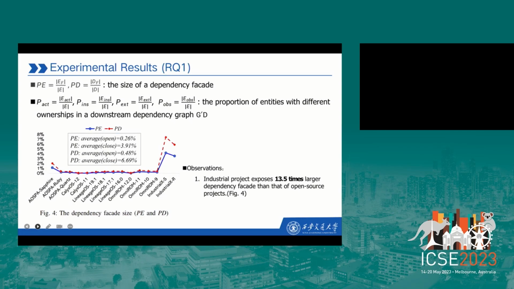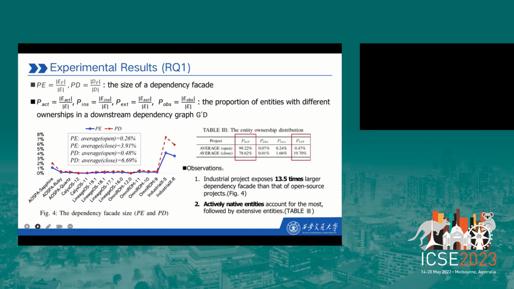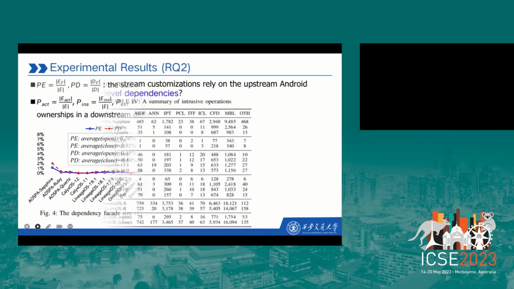We found that industrial projects exhibited a 13.5 times larger dependency facade than that of open source projects. And among code entities in downstream projects, actively native entities account for the most.